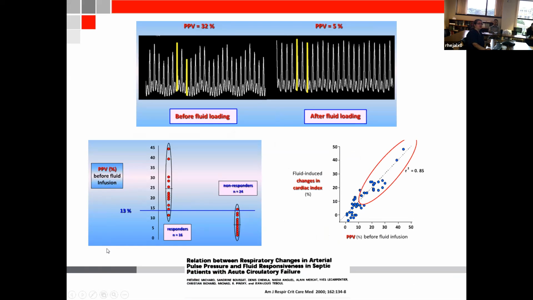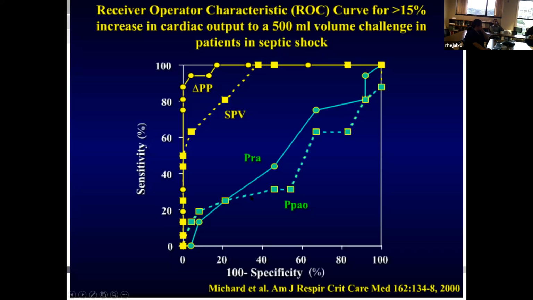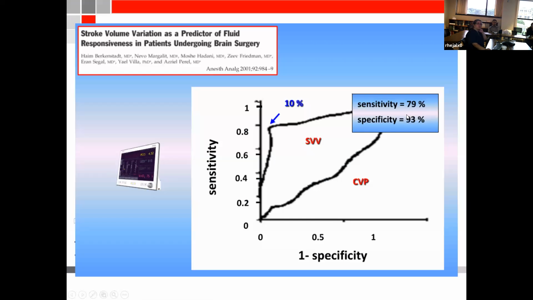And they defined the responsiveness by about 13%. So to say that I have fluid responsiveness when you're looking at the pulse pressure variation, it's 13% in this paper. And when we look at the ROC curve, it looks like the best tool is the pulse pressure variation. Systolic pressure variation comes second, and there's absolutely no correlation between right atrial pressure and the pulmonary arterial pressure. So you have to keep these two in mind in ventilated patients.